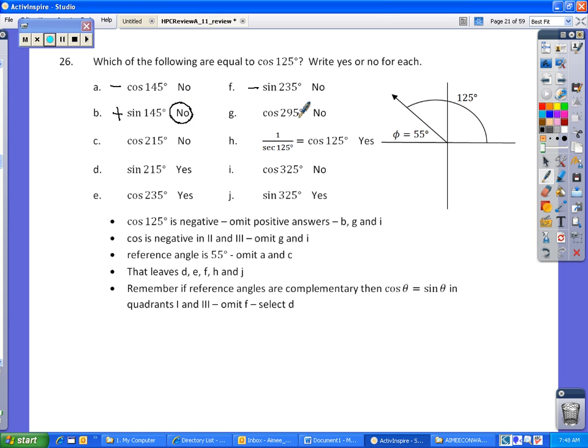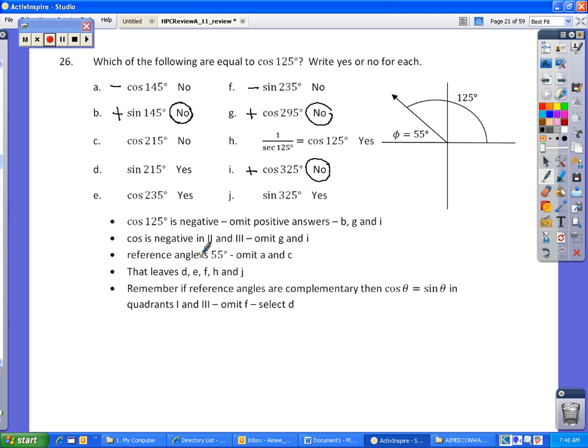Cosine of 295 is in the fourth quadrant. Cosine in the fourth quadrant is positive. So therefore, I know that this is definitely not going to be the same. And then in I, cosine of 325, if I go around, again, that's in the fourth quadrant. Fourth quadrant is positive for cosine, so this is definitely no. Alright, so since cosine is negative in quadrant 2 and quadrant 3, G and I are definitely not going to be equal to the cosine of 125.